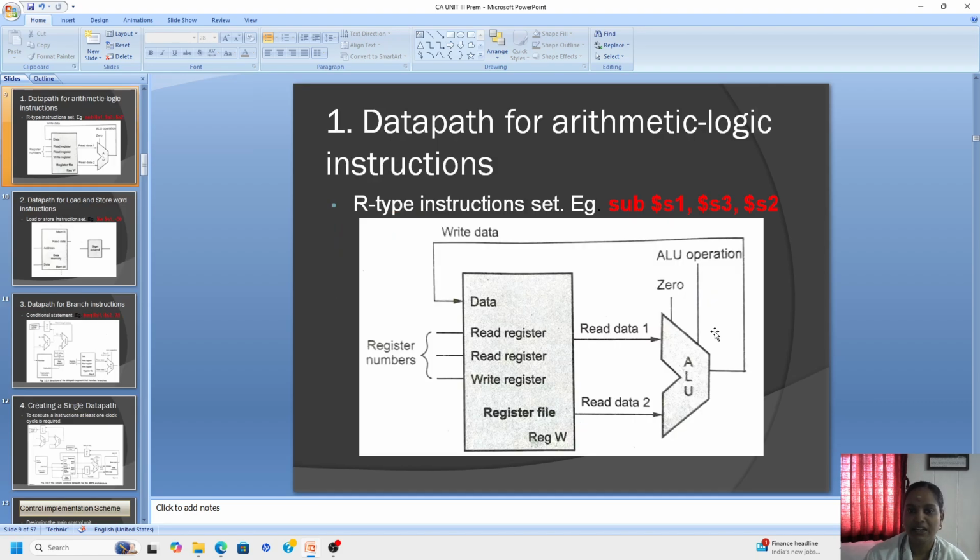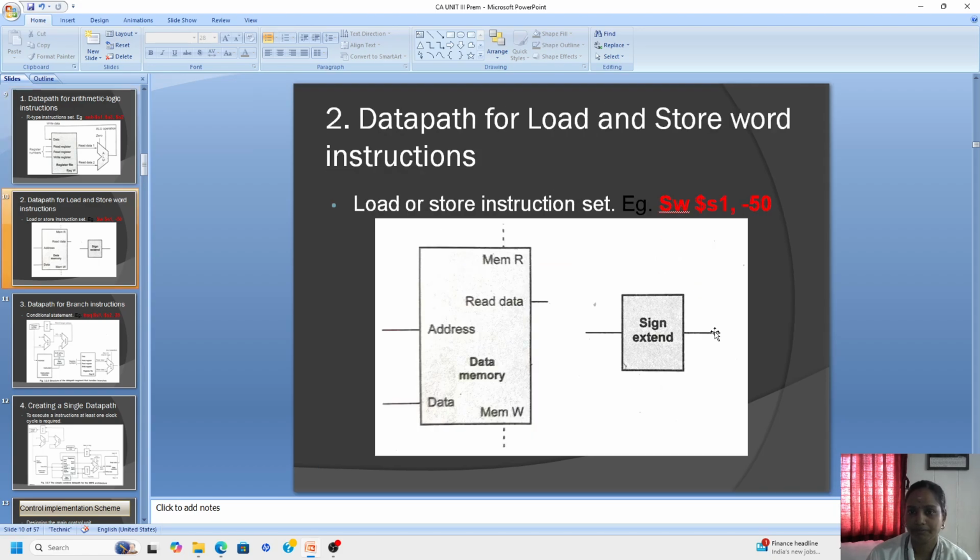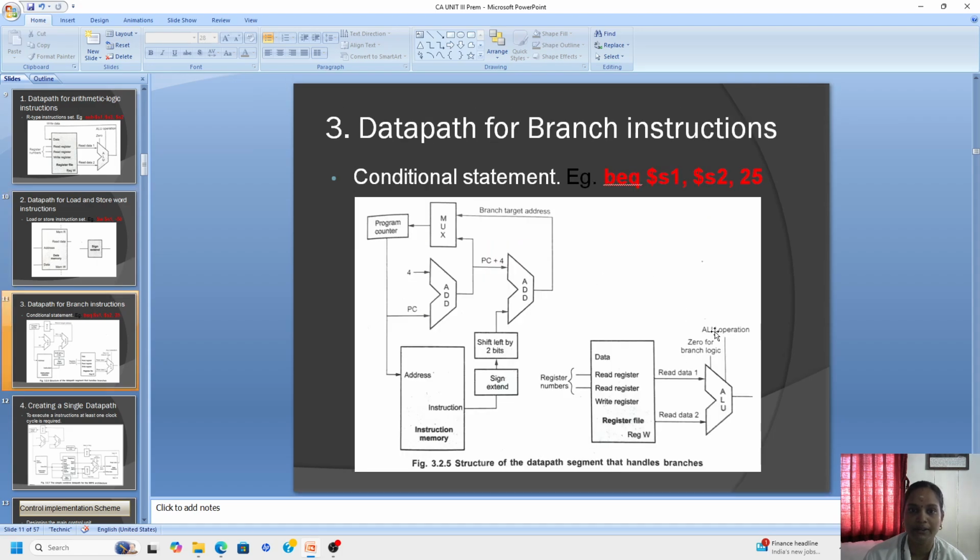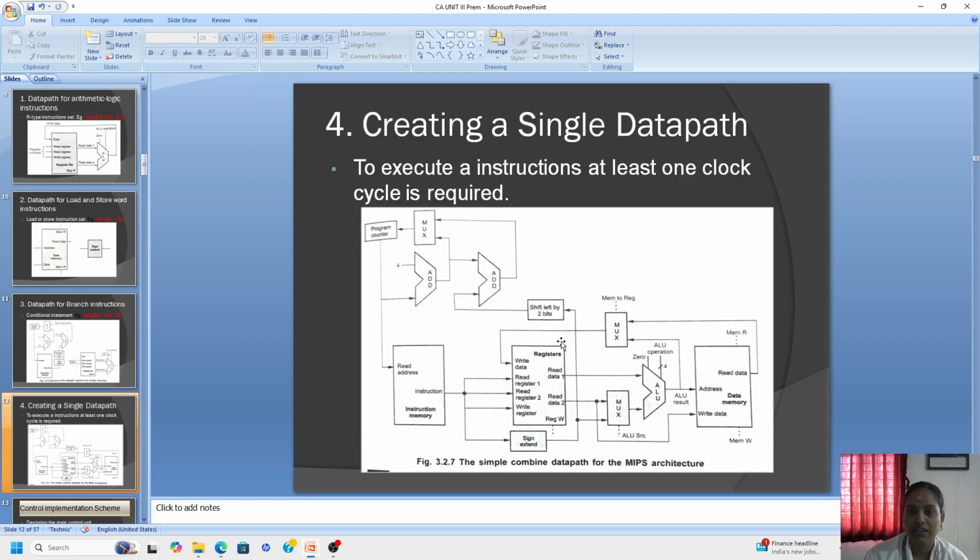Data path for arithmetic instruction: it will perform all the arithmetic operations with the help of the register memory, followed by the ALU. Load and store operations: it will load data into a memory and store the contents from the memory. Data path for a branch instruction: while it executes a branching instruction, it checks whether the branch conditions are equal or not equal. That is also performed with the help of the adders and the multiplexers concepts of MIPS architecture.